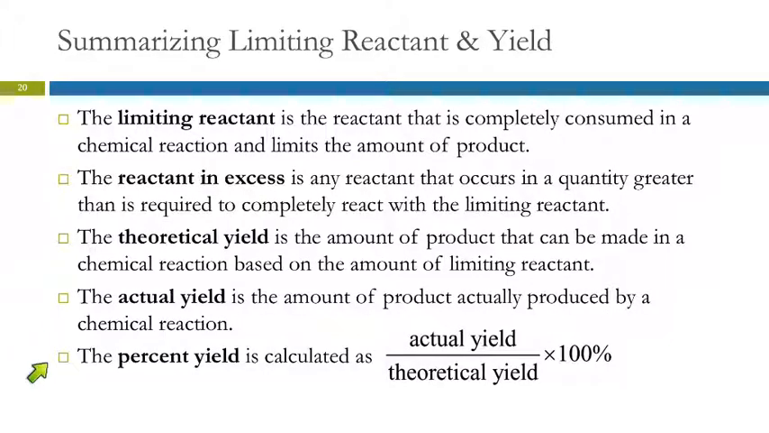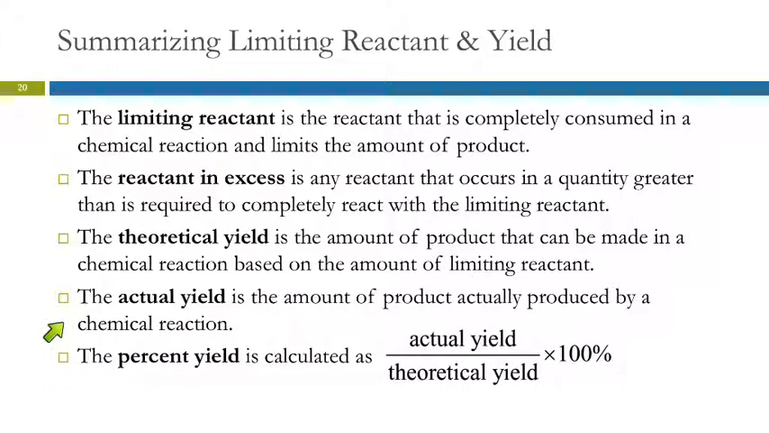So this is sort of a summary slide of these terms, and it's important to understand what these terms mean. Limiting reactant, the reactant that gets completely used up, the one that gives us the smallest amount of product. The reactant in excess is any reactant, there could be several of these, that there's more than enough of and there's some left over. It's in excess. Theoretical yield, if everything goes perfectly, that's how much could be made based on the limiting reactant. The theoretical yield is always calculated using stoichiometry. The actual yield is how much you actually make.